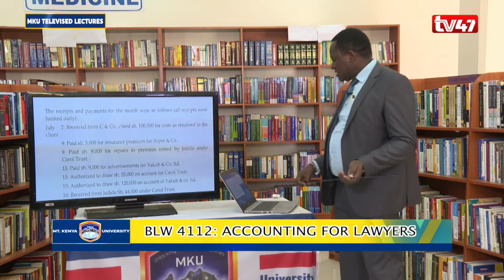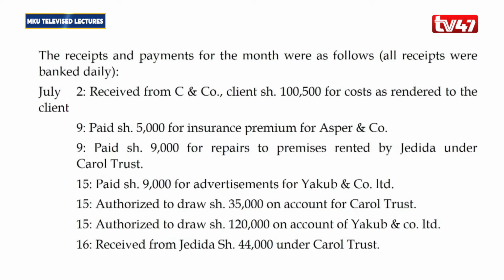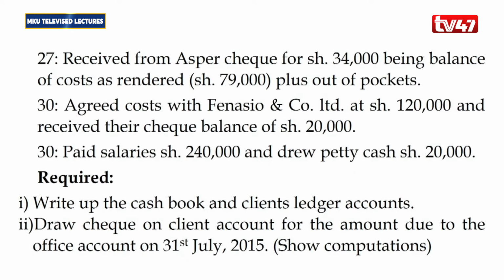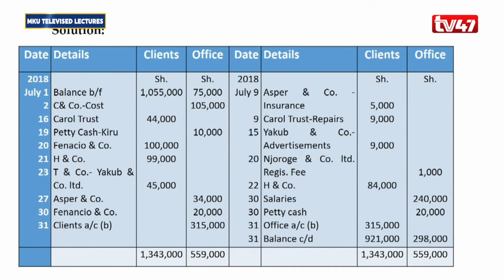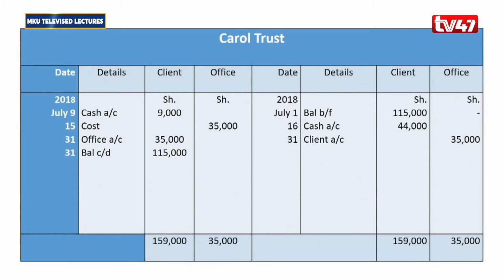Then on 15th, this is where there is a lot of interest. On the 15th, I want to go to this transaction where we have been authorized to draw that 5,000 on account of Caro Trust. If we are going to draw that 5,000 on this particular day of 15th, then of course, this money will be received in the bank. So when you go to this particular transaction, we will go to Caro Trust.